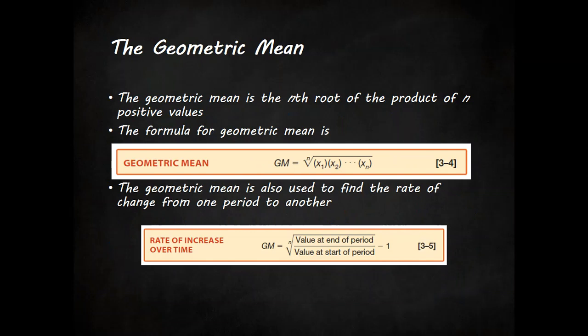So the geometric mean, however, is completely different than the arithmetic mean. The geometric mean is the nth root of the product of n positive values. And this is really looking at the rate of increase over time, or the average percentage of change. Okay, so to really look at this, we're going to do this in Excel.